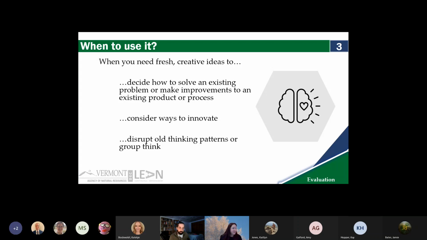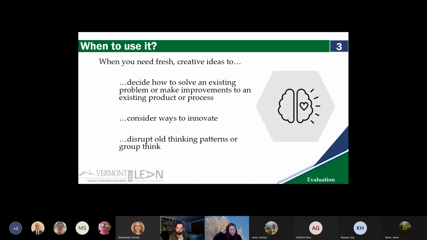All right, when to use it. When you need to brainstorm something, when you need fresh creative ideas, when you want to solve an existing problem that you know exists or a process that you know isn't working as well as it could, and you want to think about how you might make improvements to that process, or considering new ways to innovate. So maybe a process doesn't exist or a product doesn't exist, but you have an idea that one could, and you want to think about ways to make that happen.